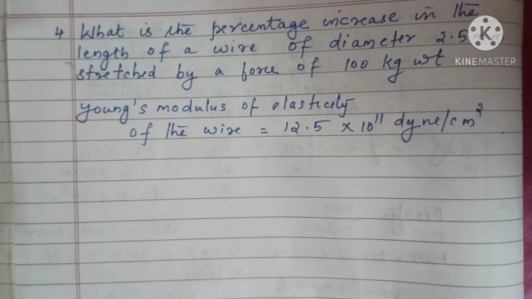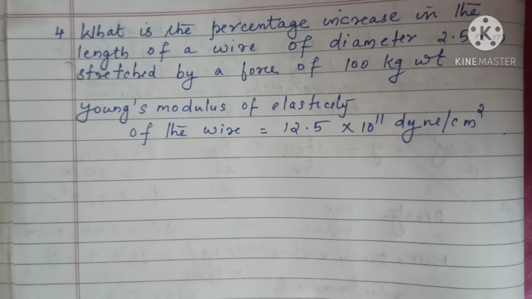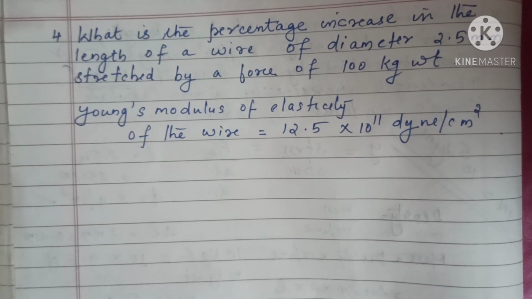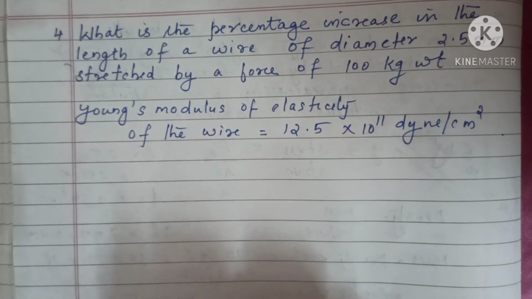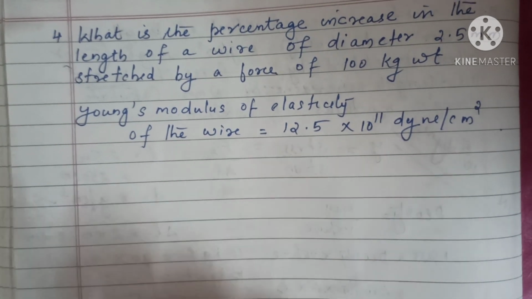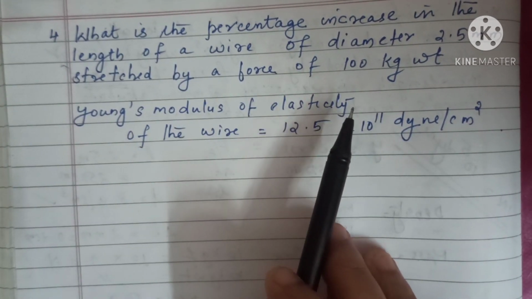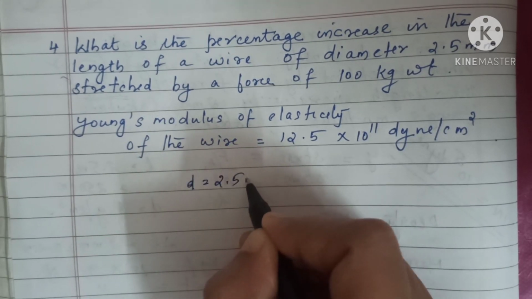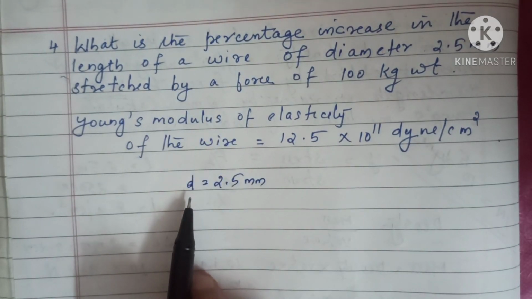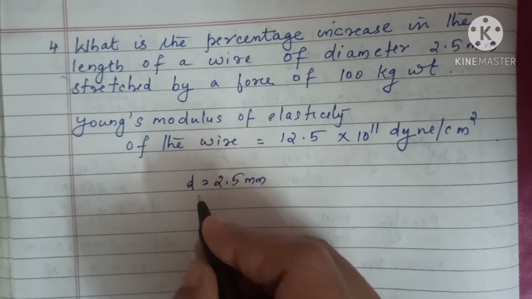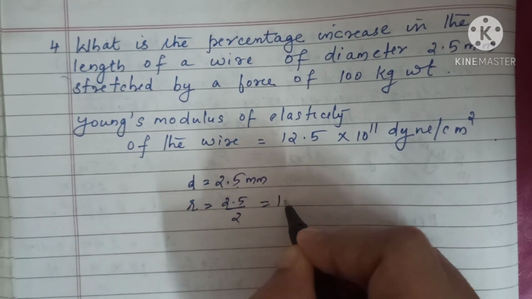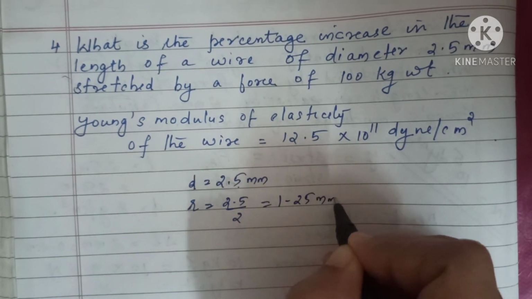So you all know how to find the percentage. Whatever quantities you have, you will multiply it with 100. You are actually converting it into its percentage form. So first we can write the given data here. We have a wire, and what is the diameter? Diameter is 2.5 millimeter, isn't it? But actually we have to find the radius. So what is radius? Half, that is 2.5 by 2, it is 1.25 millimeters.